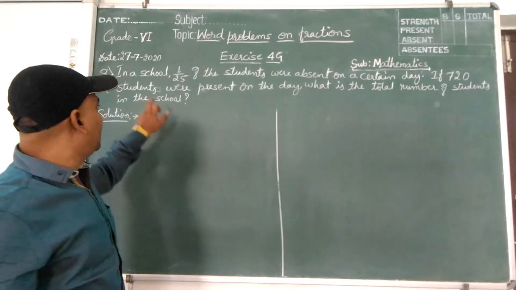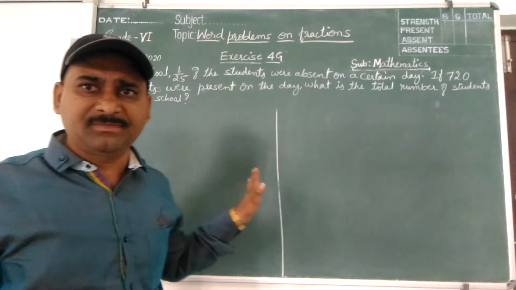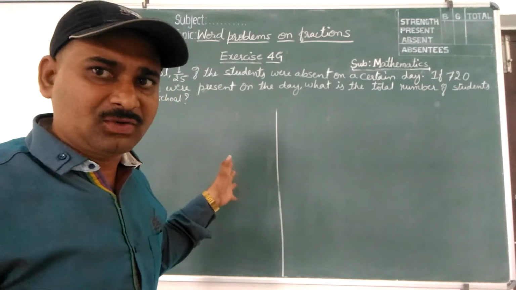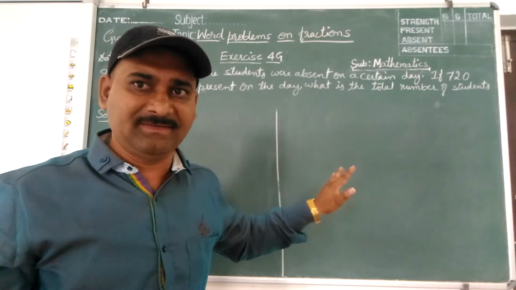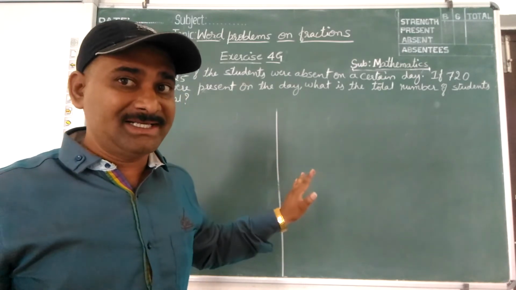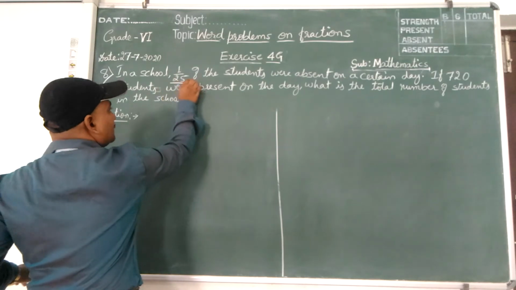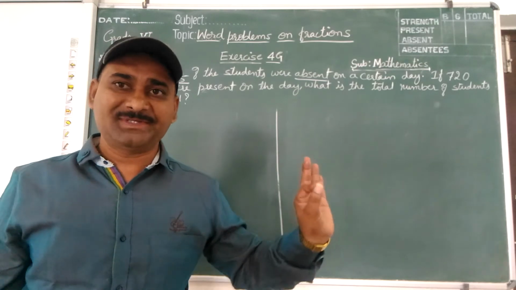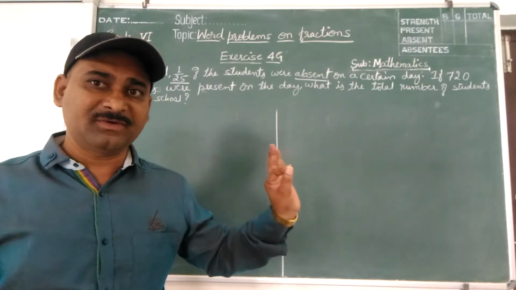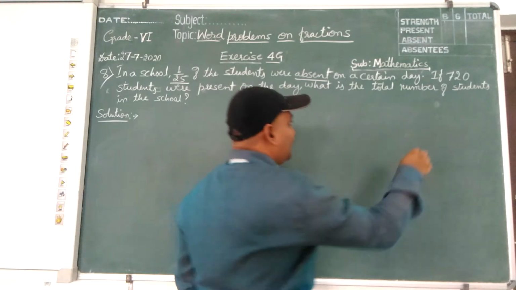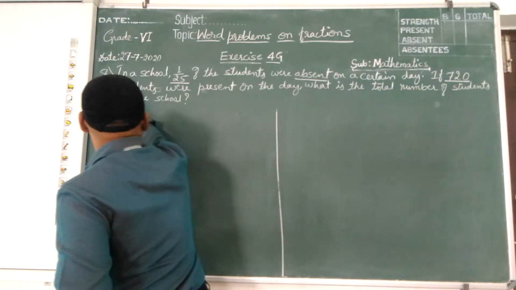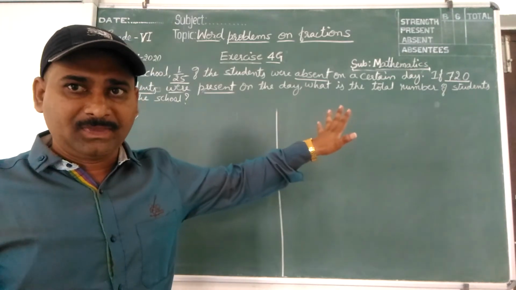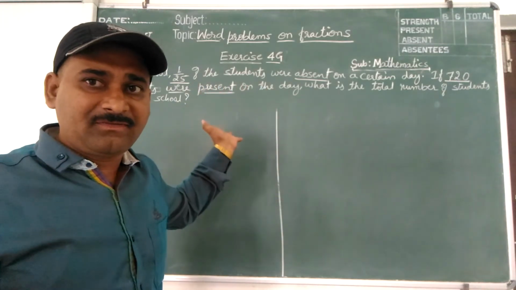Children, let us go to the 8th question. This question is very simple. In a school, the total number of absentees and the total number present on that day are given. Total number of absent is given in the form of a fraction: 1 by 25th of the children are absent. Absent is given in the form of a fraction, but present is given directly: 720 students were present. Present is given in the form of a number.